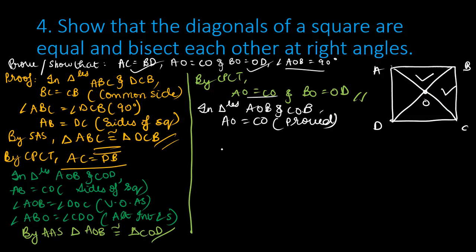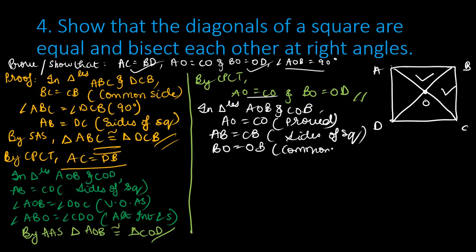I can say AB is also equal to CB. AB is equal to CB because sides of square, and also BO is equal to OB. Why? Because they are common, right? Common to both the triangles. Did you understand how I said these three were equal?